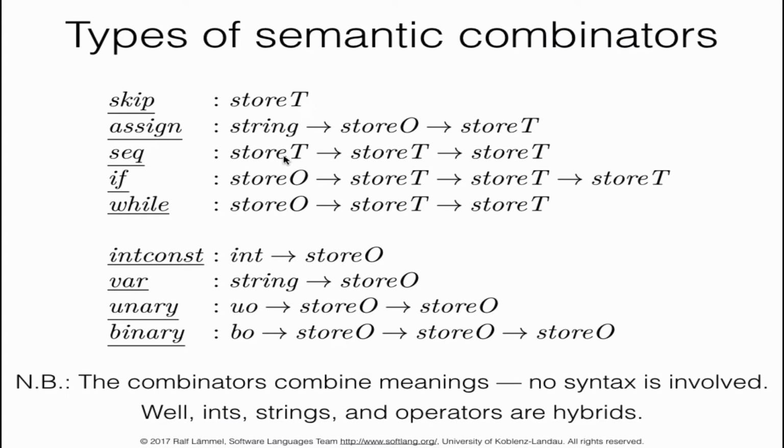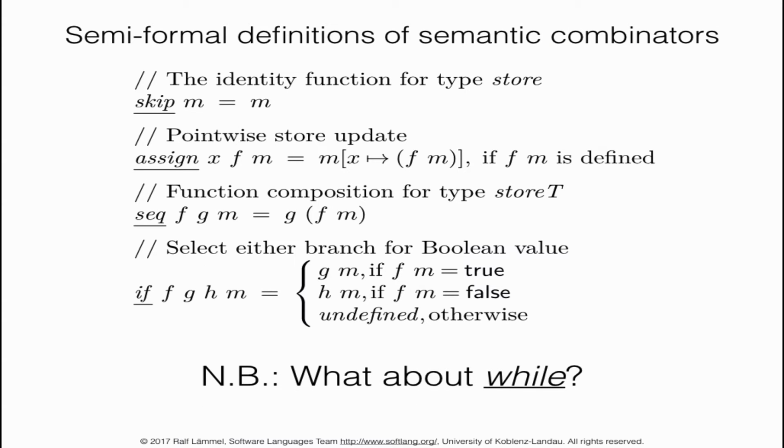Or seq. Seq takes two store transformers, namely two meanings for the statements being sequentially composed, and it constructs another store transformer from it. Here, the while combinator takes a meaning for a condition and a meaning for a statement, that is the body of the while loop, and it constructs another meaning for a statement. The others are likewise. Now let's try to define some of these semantic combinators.